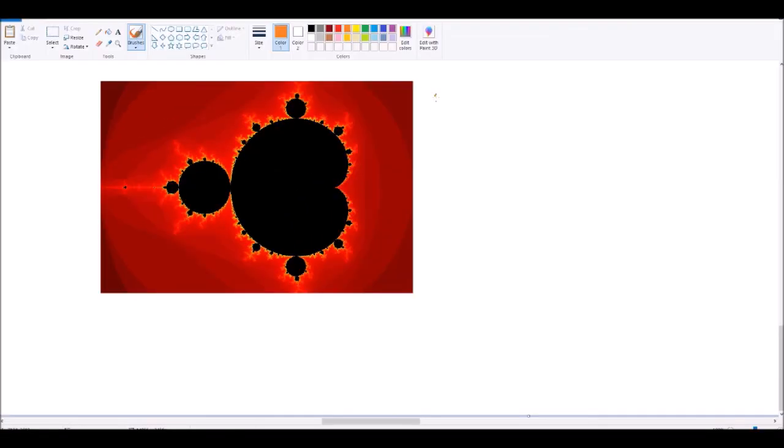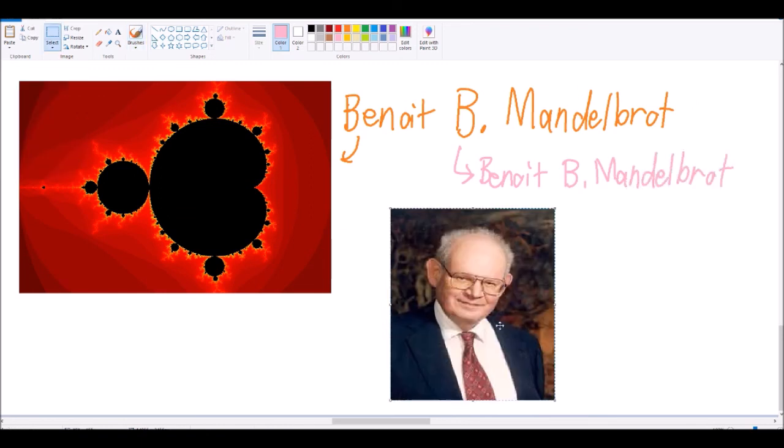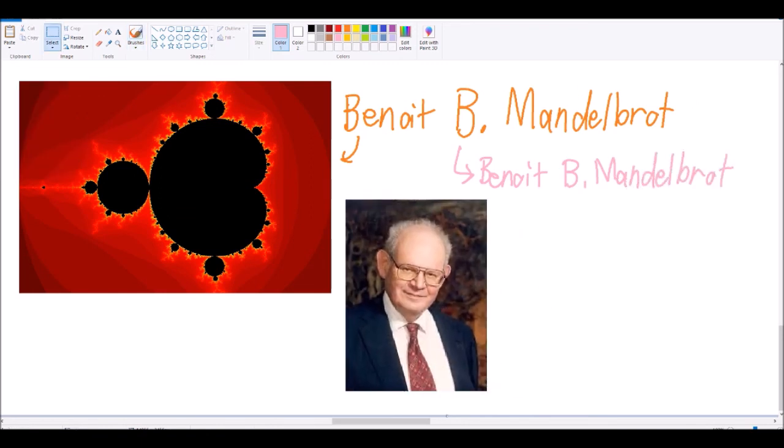This fractal was first discovered by Benoit B. Mandelbrot. What does the B stand for? Well, it stands for Benoit B. Mandelbrot. Yes, that is an actual joke the guy made about his own name.